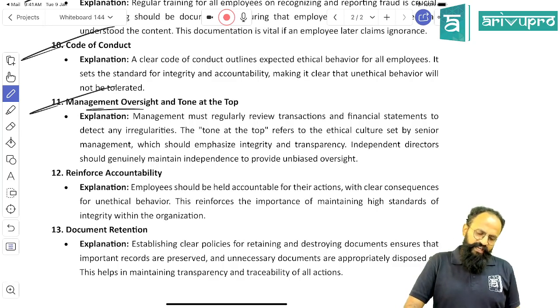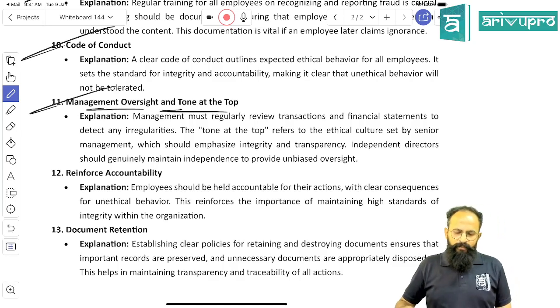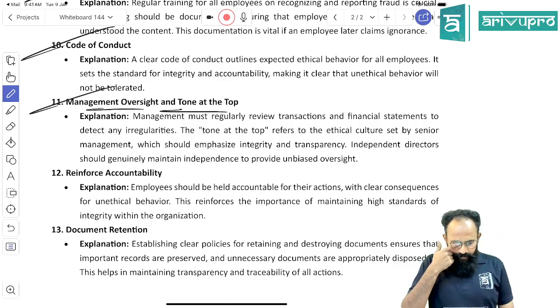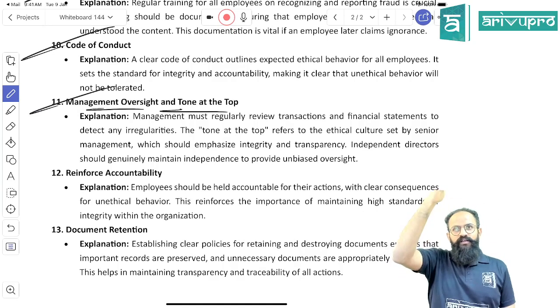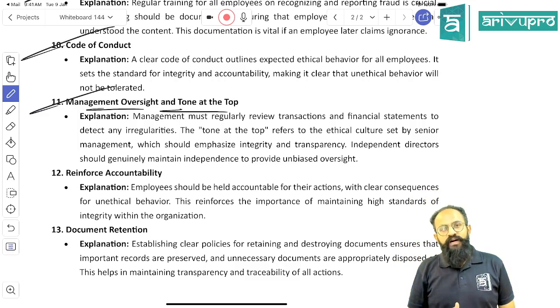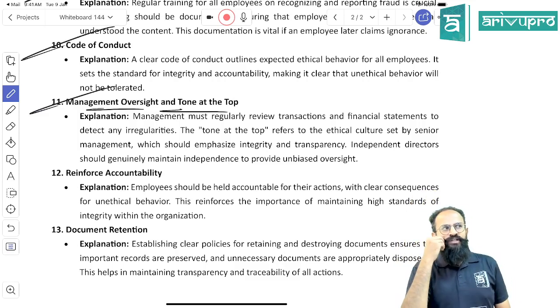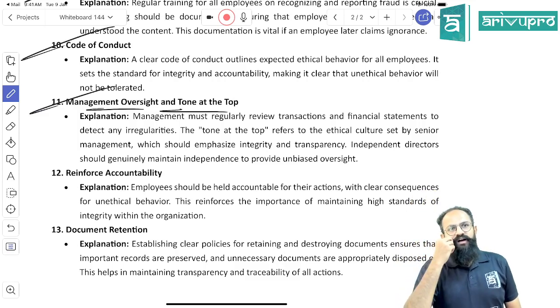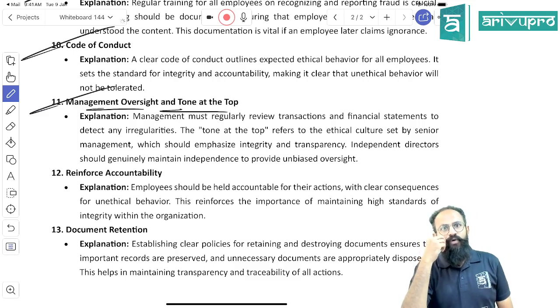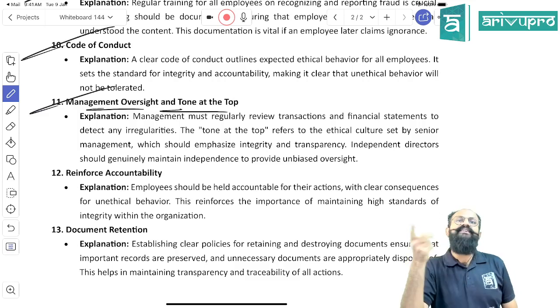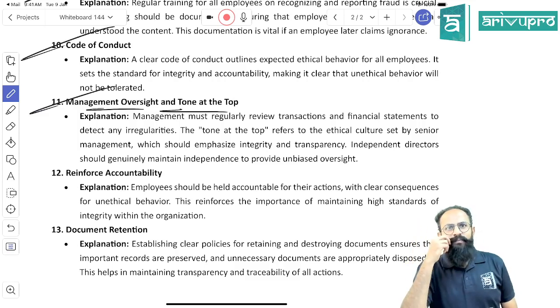Next one, management oversight and tone at the top. Meaning what, sir? Simple: whatever you behave like at the top, that is what the employees will learn. In Sanskrit there is a very famous saying, Yatha Raja Tatha Praja. What do you mean by that? Yatha Raja means however the king is. Tatha Praja means that is how the people, the kingdom, will be.